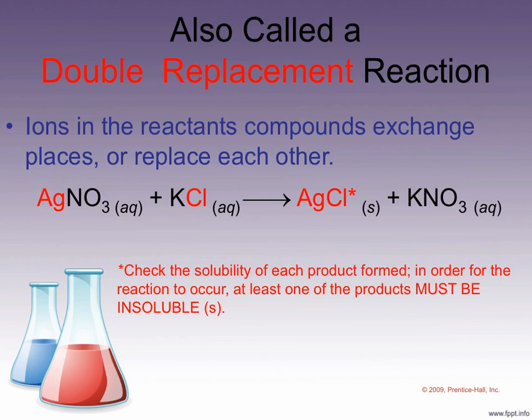Now let's look at a molecular level what a double replacement reaction is. Remember that the precipitation reaction is a type of double replacement reaction. So in a double replacement reaction, you have two reactants.